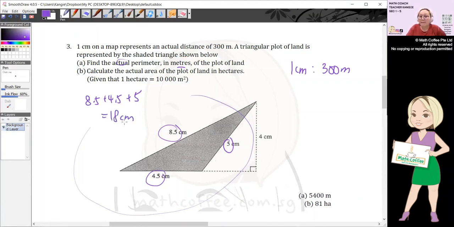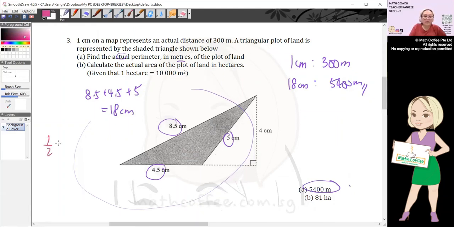So this is the map. So this one on the left-hand side, I'm 18, so that's times 300. So I get 5400 meter, and that's it. Straightforward. Next, the area. So they say, oh, find the actual area of this plot. This is the map. So this is a triangle. So of course we use half times base times height. So this is the base, and this is the height, 4. So you will take half times 4.5 times 4, you will get 9. So it's 9 cm squared.